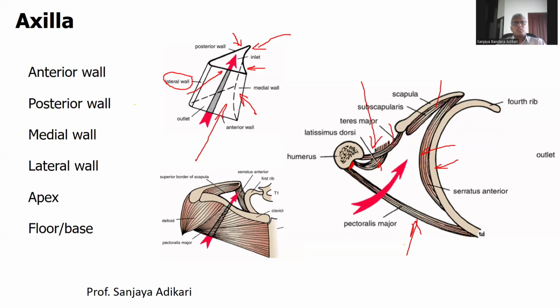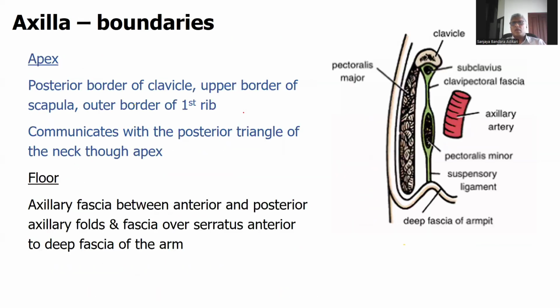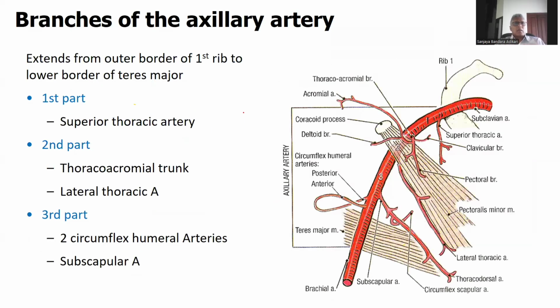Okay. And the floor, of course, is deep fascia passing between the thoracic wall to the arm. Okay. So that is the flow. So you can go through this quietly. What structures form which walls. Okay. Then few things about the axillary artery. The extent of the axillary artery is from the outer border of the first rib to the lower border of the teres major.